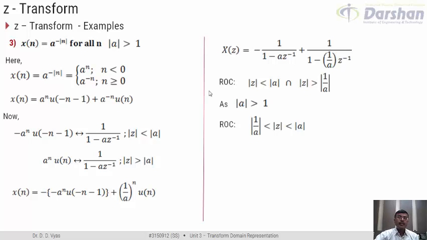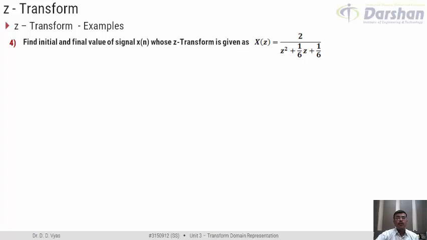Fine. Having done this, let us move on to the next example, where we investigate the properties of initial value and final value theorem. The question says: find the initial and final value of a signal x of n whose z transform is given as x of z is equal to 2 upon z square plus 1 by 6z plus 1 by 6. So what is given to us is the z transform of a signal x of n, and what is asked is to find its initial value, that is x of 0, and final value, that is x of infinity.